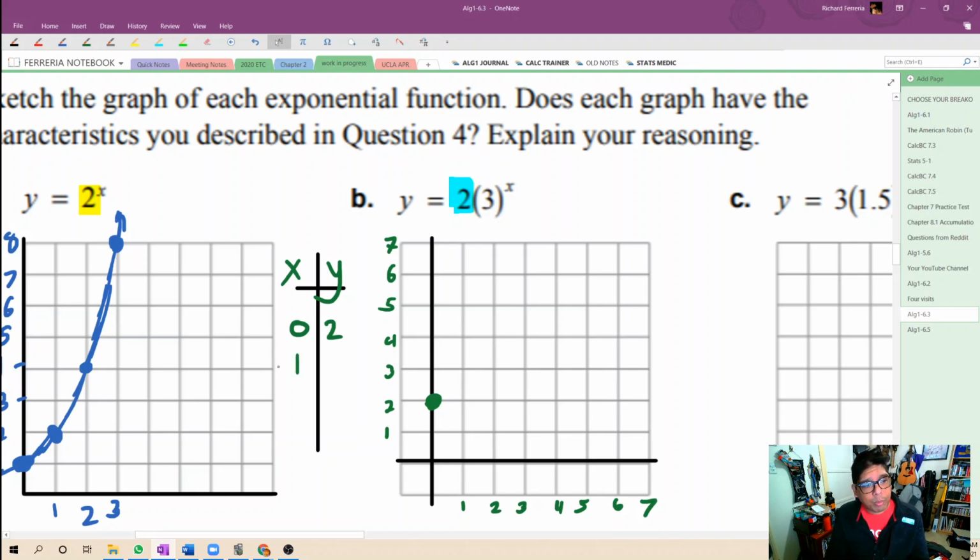We'll go to the next point, x equals 1. And we see the ratio now is 3. So now the pattern is to multiply by 3. 2 times 3 is 6. And that gives us our next coordinate, 1, 6. And unfortunately, there's no more room in our graph. So our graph really just is going to contain those 2 points.